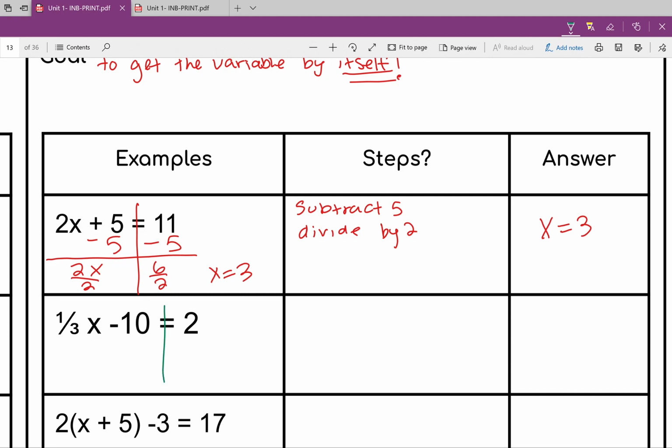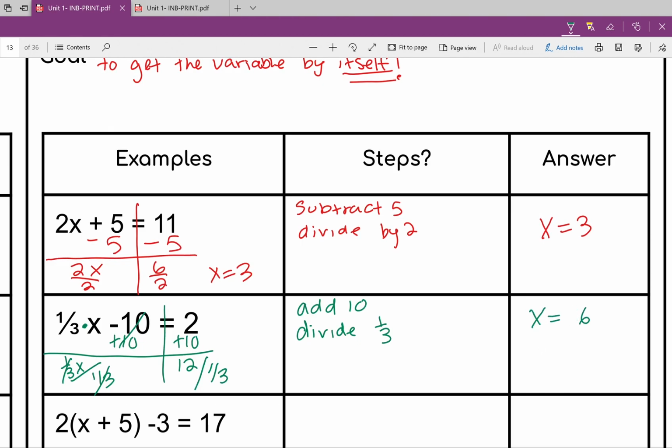Okay. Next one. Example 2. I have 1/3 times x minus 10 equals 2. So I'm going to add 10 since that's furthest away. So add 10. When I add 10, I am left with 1/3 x equals 12. So to get rid of that 1/3, since it's being multiplied, I have to divide, do the opposite, by 1/3. If you type that into your calculator, you're going to get x equals 36.